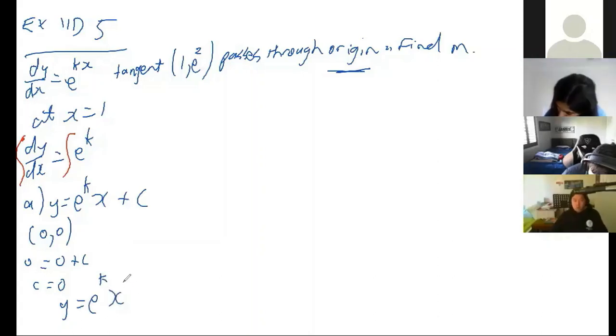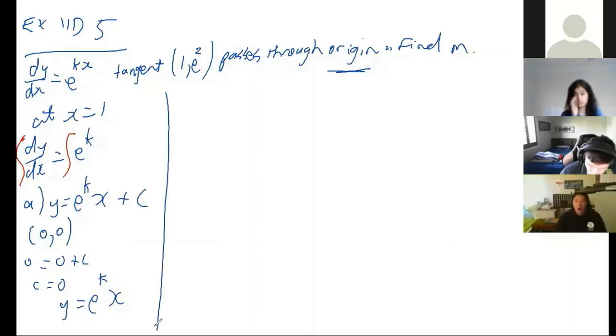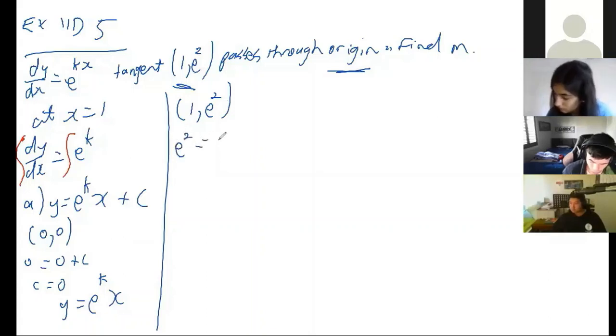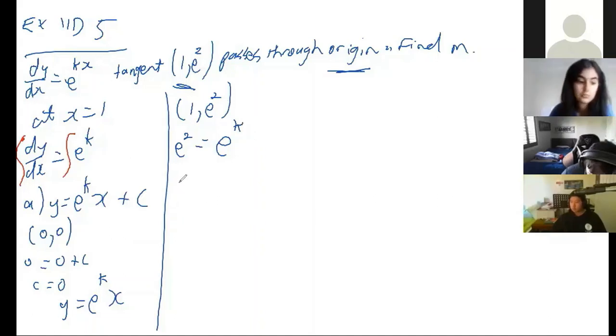It also tells me the tangent is at the point (1, e squared). So subbing in 1 and e squared, I get e squared equals e to the k times 1. Well, I'm not going to even write the times 1. So therefore k must be equal to 2. So I found my k.